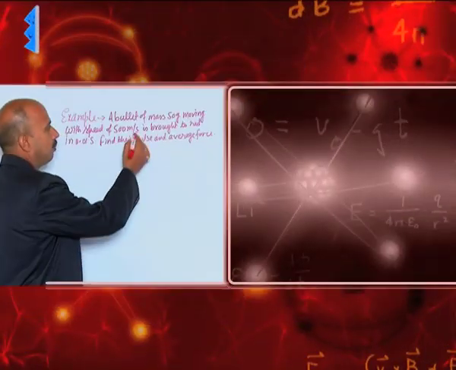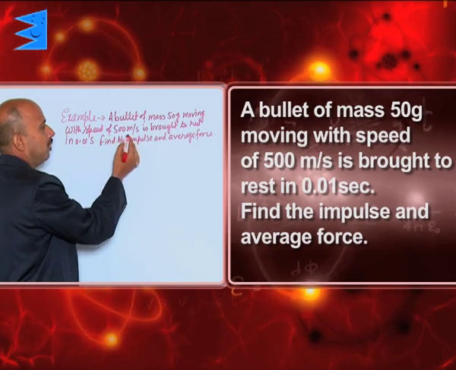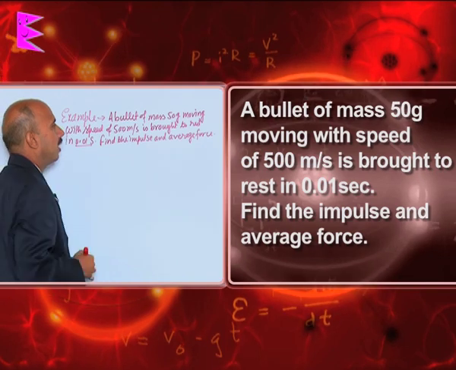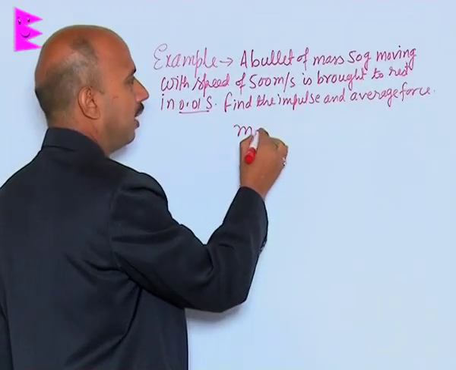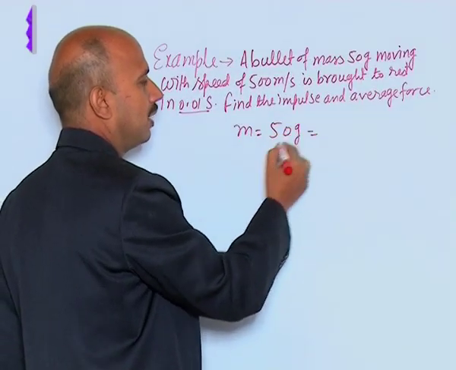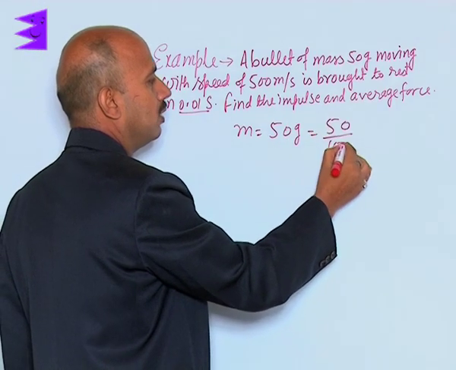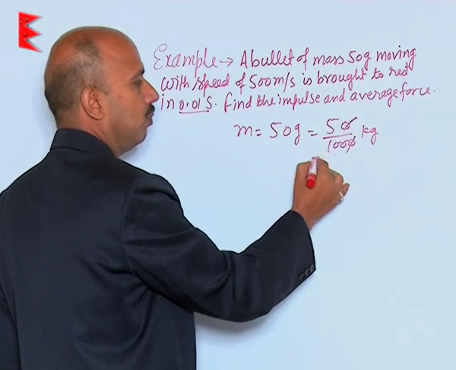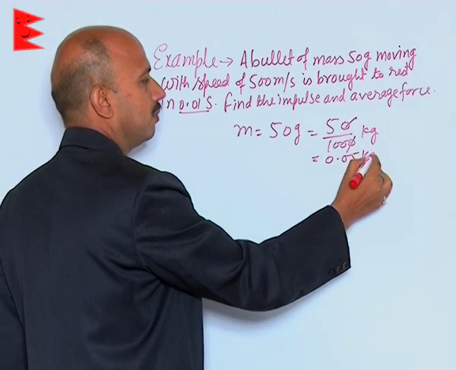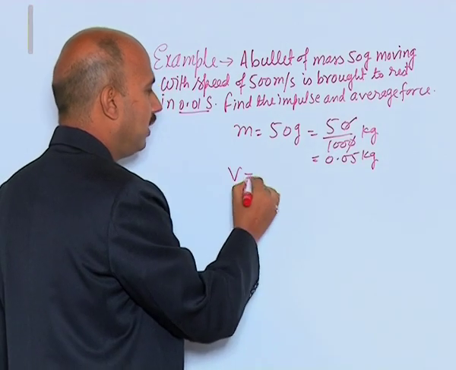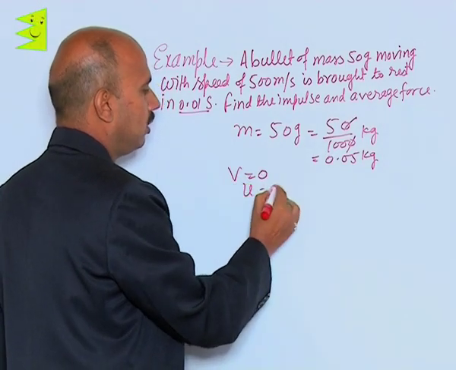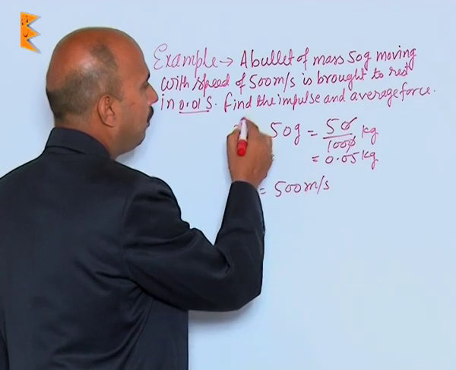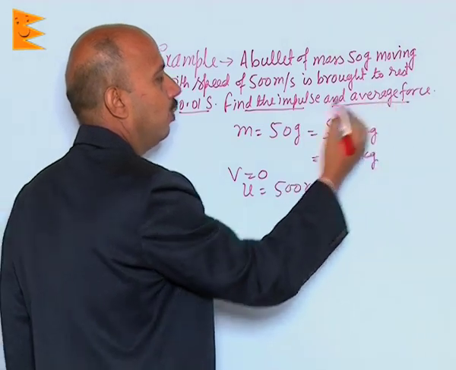Now see an example. A bullet of mass 50 gram moving with a speed of 500 meter per second is brought to rest in 0.01 second. So you are given mass m equal to 50 grams, which we can write in kg as 50 upon 1000 kg, so that is 0.05 kg. Final velocity v is equal to 0, initial velocity u is equal to 500 meter per second. Now we have to get the impulse and average force.